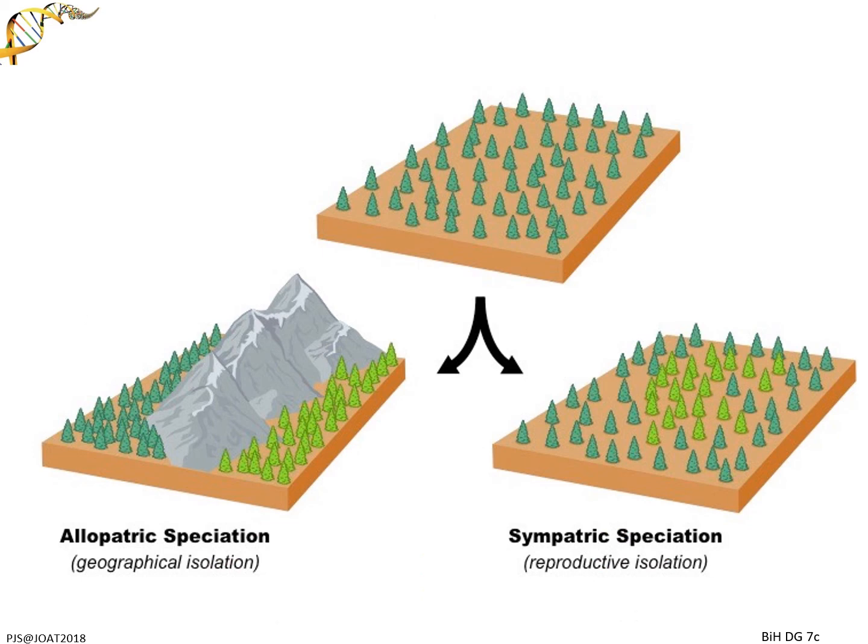This is just another picture of it. The idea being that we have plants here, and in one of them we've got a geographical barrier right down the middle of it, blocking them, allopatric, and here we have a reproductive isolation going on, so we have two different subpopulations which are not managing to breed with each other. And that's your lot.